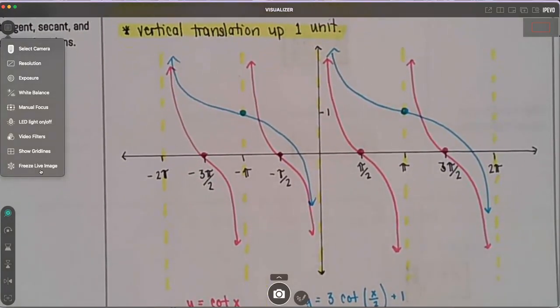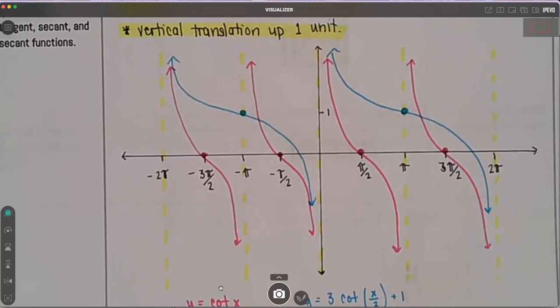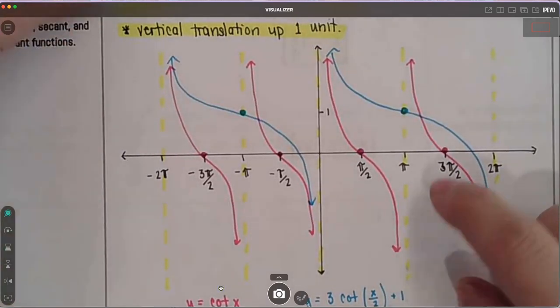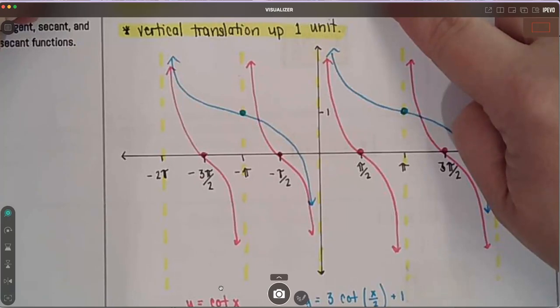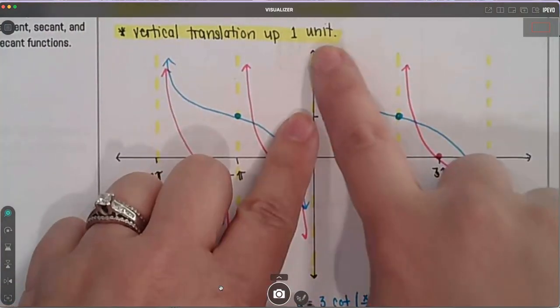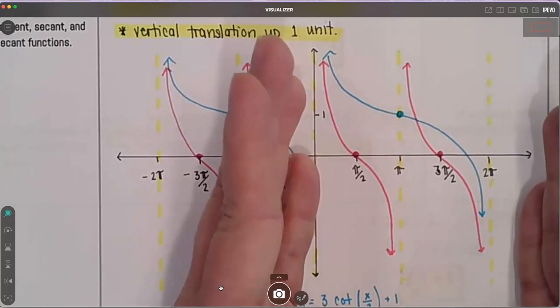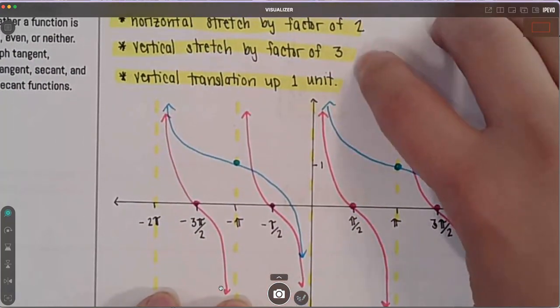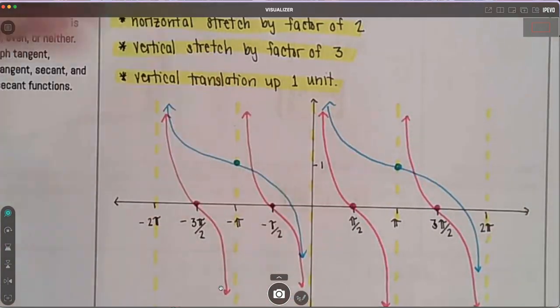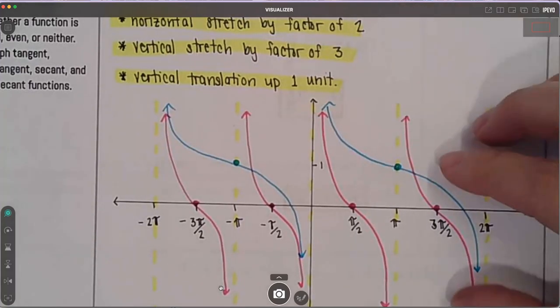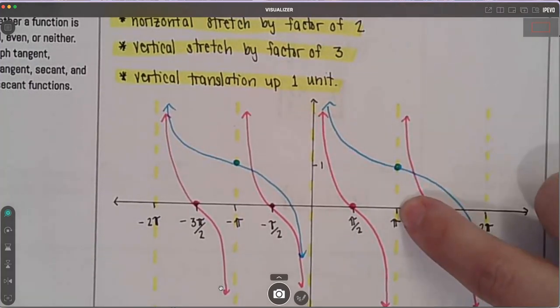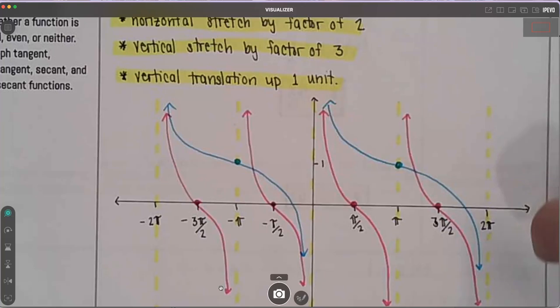All right, the pink graph is cotangent. Okay? We have a horizontal stretch by a factor of 2. That's why each of my blue lines span 2 periods of the pink lines. There's a vertical stretch by a factor of 3, which is difficult to see because the graph is only this big. And there's a vertical translation up 1 unit. So rather than hitting the x-axis, it's hitting about here.